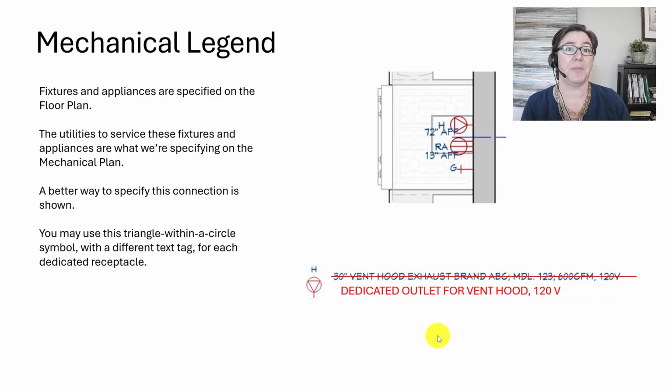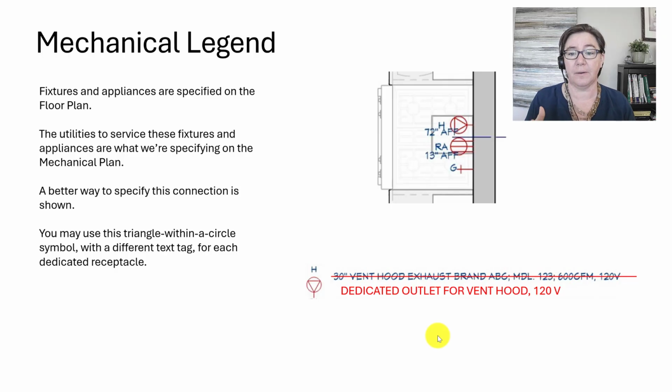Next, let's talk about those dedicated outlets for your appliances. The fixtures and appliances themselves are specified on the floor plan, so we don't need to repeat that information here on the mechanical legend. So in the example that we're seeing here, the range and the hood themselves are specified on the floor plan. All right. What are we specifying on the mechanical plan? Well, we're looking at the utilities to service these fixtures and appliances.